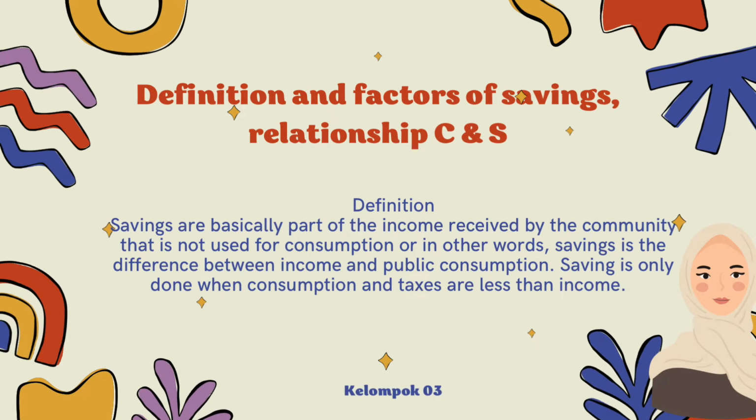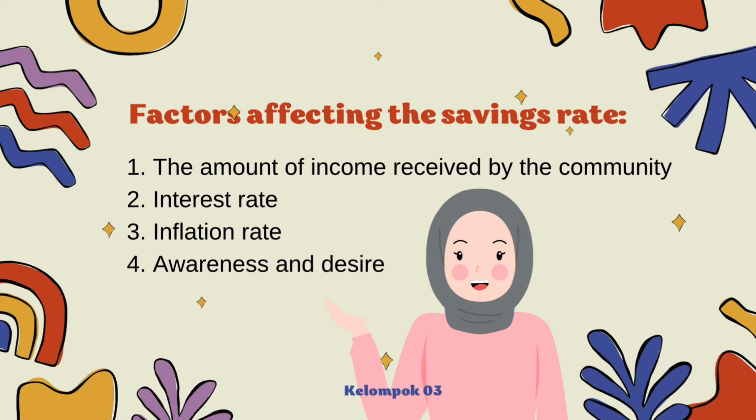Saving is basically part of the income received by the community that is not used for consumption, or in other words, saving is the difference between income and public consumption. Saving is only done when consumption and taxes are less than income. Factors affecting the savings rate. Number 1, the amount of income received by the community. The greater the income received by the community, the greater the effect on consumption and savings.